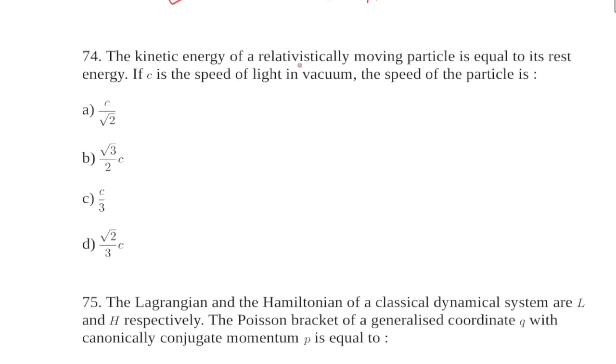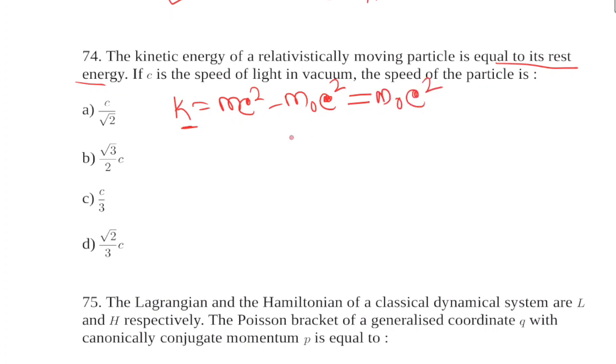74. The kinetic energy of a relativistically moving particle is equal to its rest energy. If c is the speed of light in vacuum, the speed of the particle is? Here there is an important relation you should remember. Kinetic energy equals mc square minus m naught c square in relativity. Here it is given that the kinetic energy is equal to its rest mass energy, that means this is m naught c square. And in relativity, we know mass m is expressed as m naught by square root of 1 minus v square by c square.